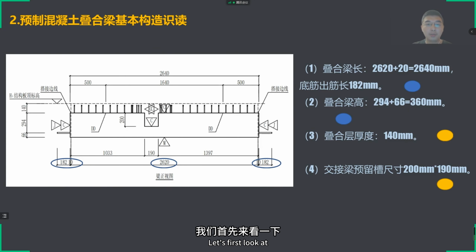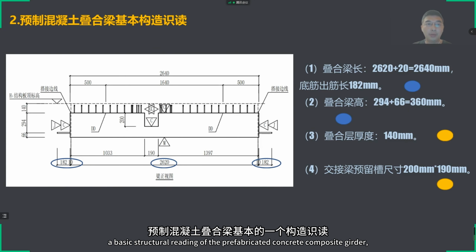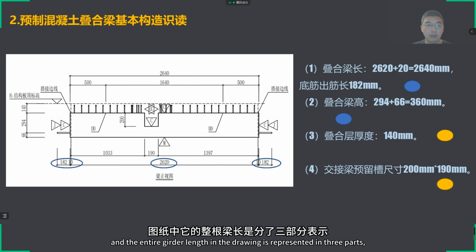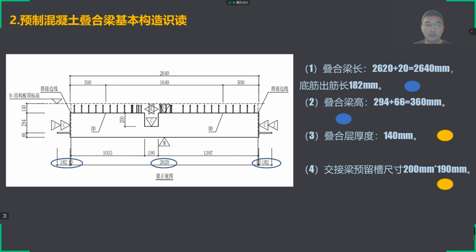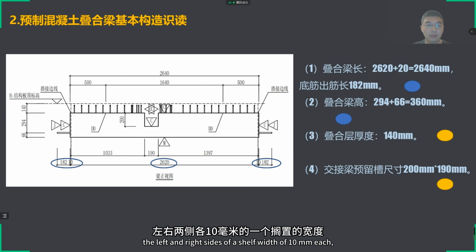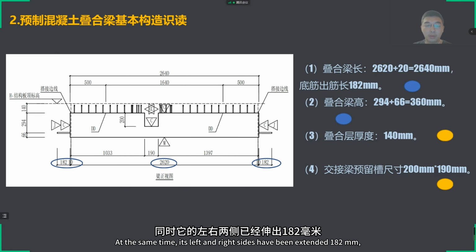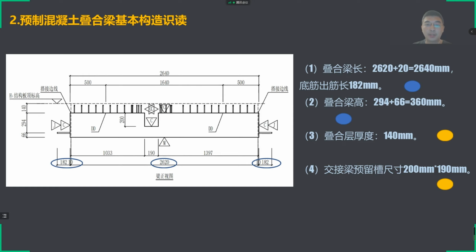Let's first look at a basic structural reading of the prefabricated concrete composite girder. First of all, the length of the composite girder. The entire girder length in the drawing is represented in three parts, namely the middle 2,620 millimeters and the left and right sides of a shelf width of 10 millimeters each, adding up to a total of 2,640 millimeters length. At the same time, its left and right sides have been extended 182 millimeters.